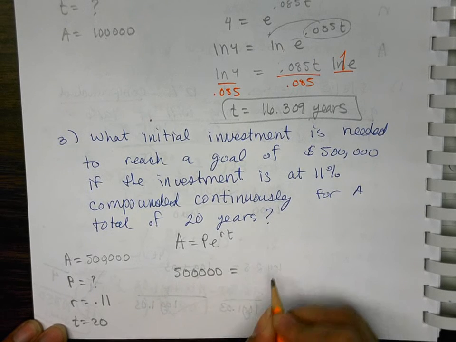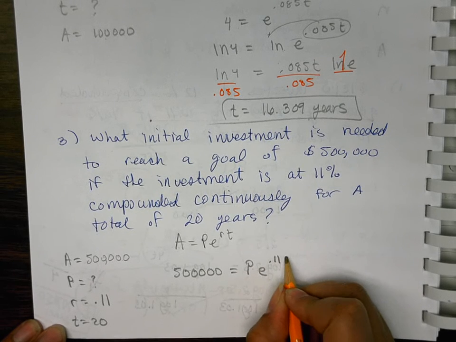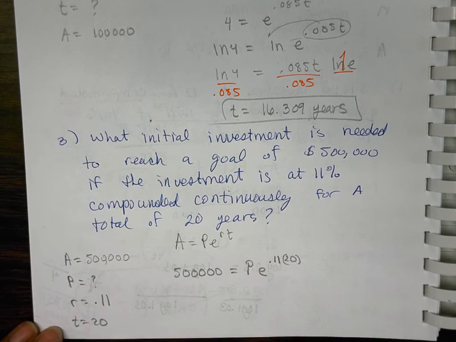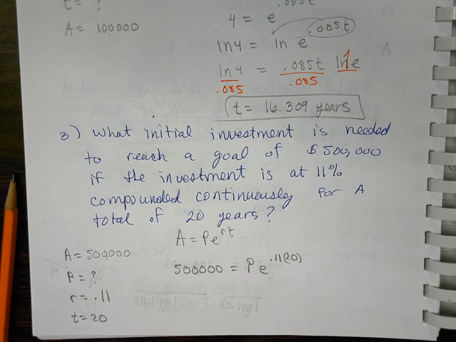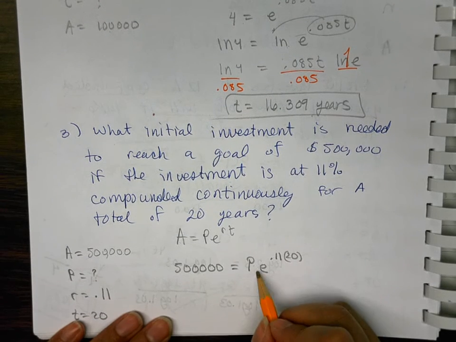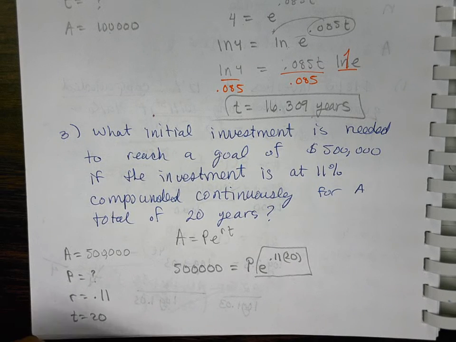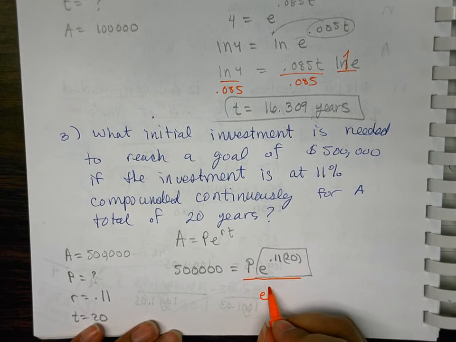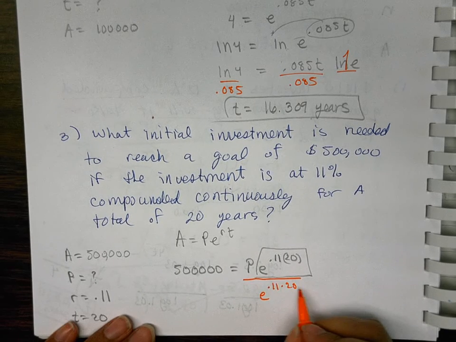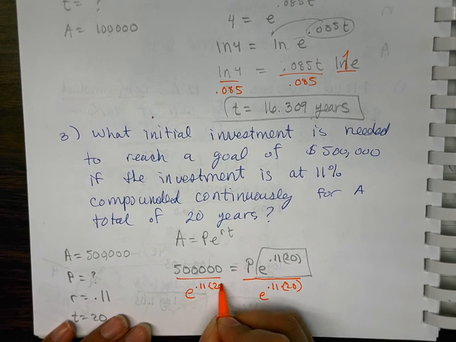P, we don't know. e raised to the 0.11 times 20. Did I plug that in correctly? Yes or no? All right. Is P part of anything special, or is it just by itself? So is this a decimal in our calculator? What are we going to divide both sides by? I'm going to divide by e raised to the 0.11 times 20. I'll put parentheses there. At least know how to plug that in your calculator.